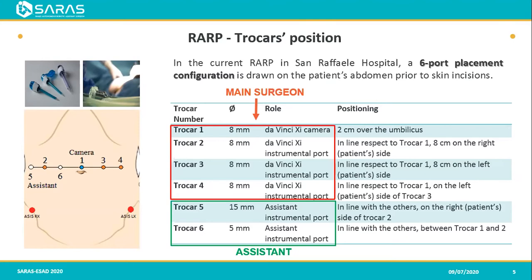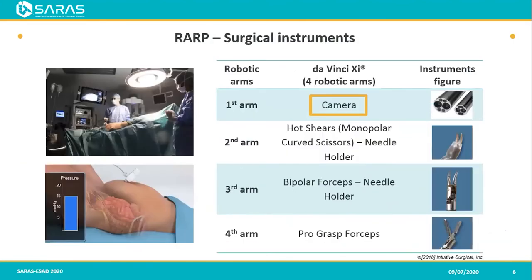The first trocar over the umbilicus is for the camera, and the other ports are for surgical instruments. In this slide, you can see in the figure above the positioning of patients with an inclination of the surgical table of 30 degrees, while the figure below shows the pneumoperitoneum created through the hole in which the camera is inserted subsequently, in order to increase the working space.